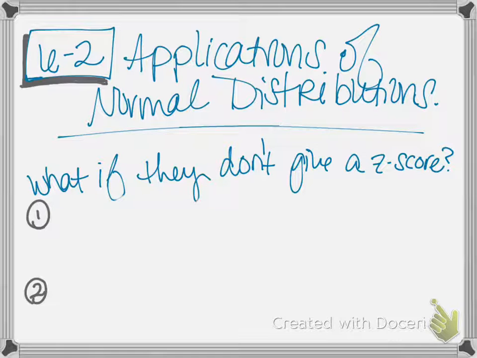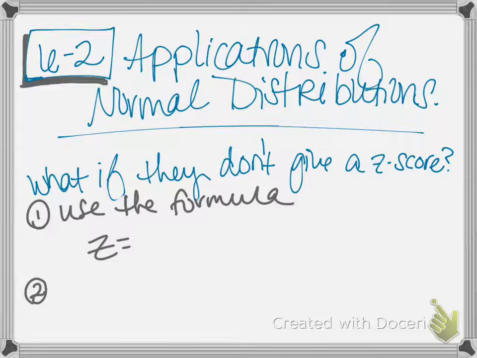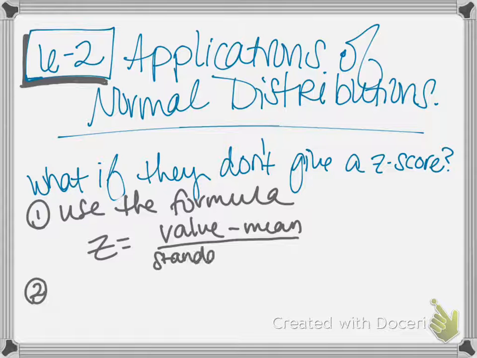Well, it's actually very simple because there is a formula that you can use to get your answer. So if they don't give you a z-score, the first thing you have to do is use the formula. And I'll write the formula for you. The formula is your z-score will equal your value minus your mean, all of that over your standard deviation. And so we can do shortcuts.